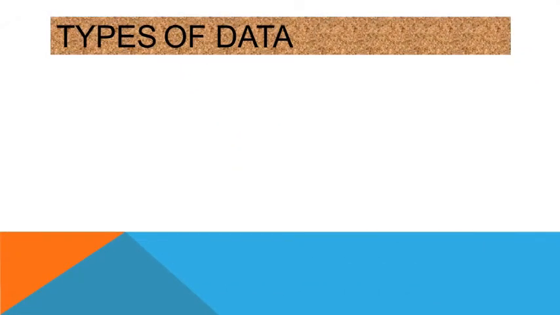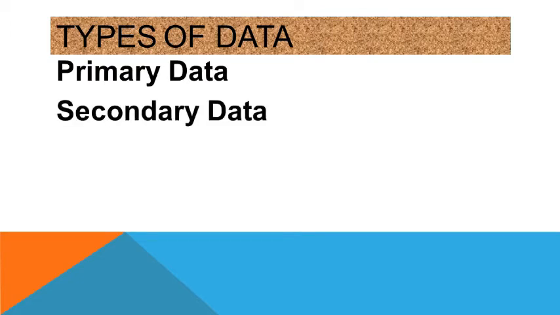Now, there are two types of data: primary data and secondary data. Primary data is the data when the individual himself collects the information, and secondary data is when someone else collects the information for you.